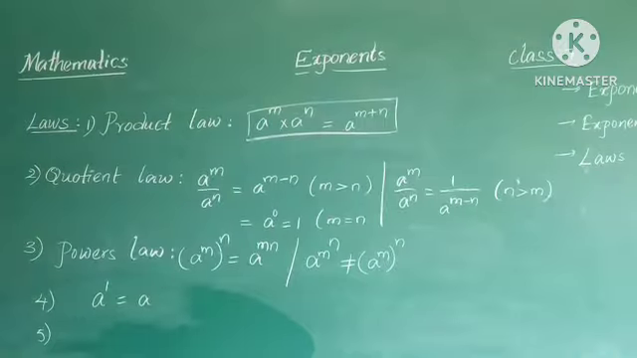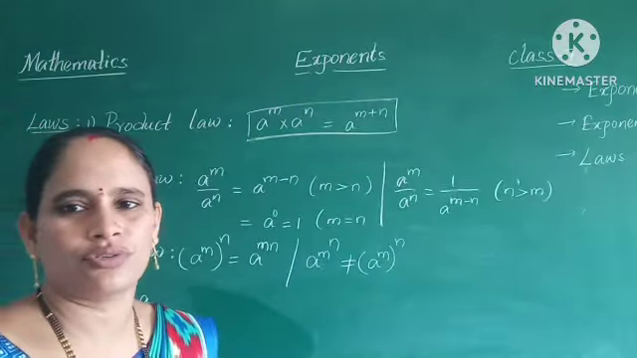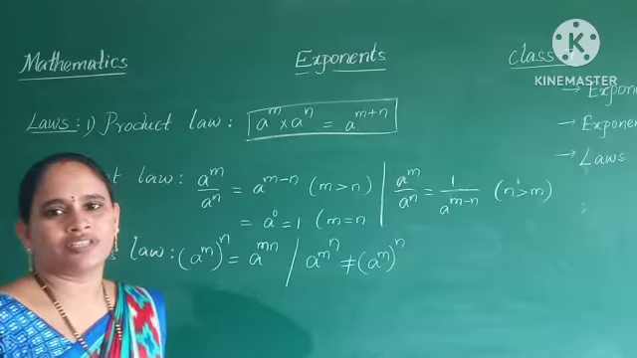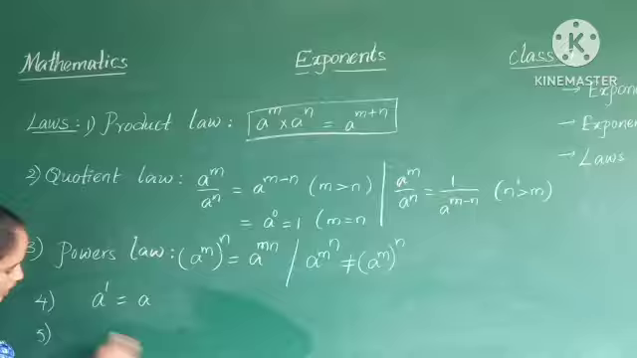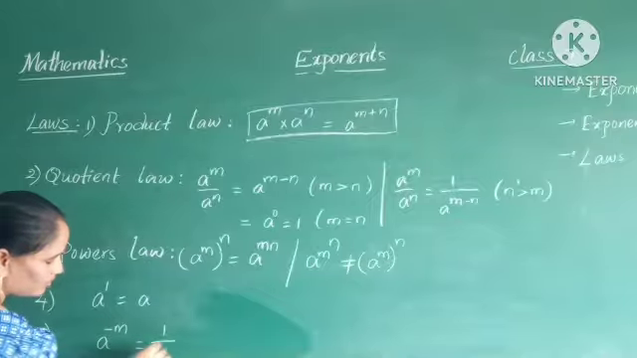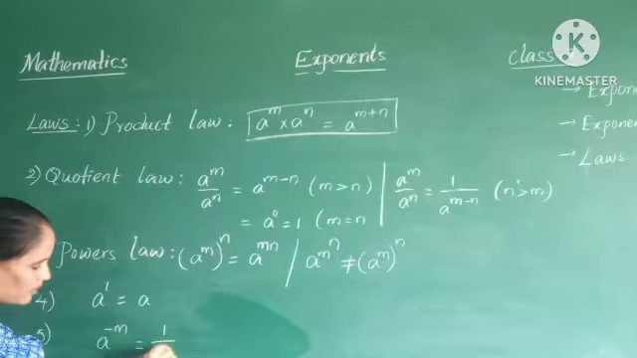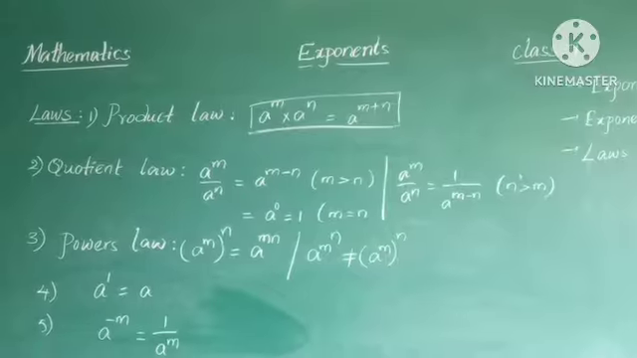Then another law: any number having negative powers, exponents have positive powers and negative powers also. How can we express them with positive powers? If any exponent has a power minus m, a power minus m, then we can write it as 1 by a power m. If any number has negative powers, we can express it in the fractional form 1 by a power m.